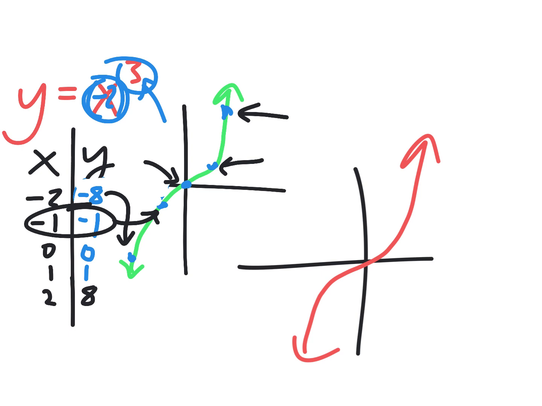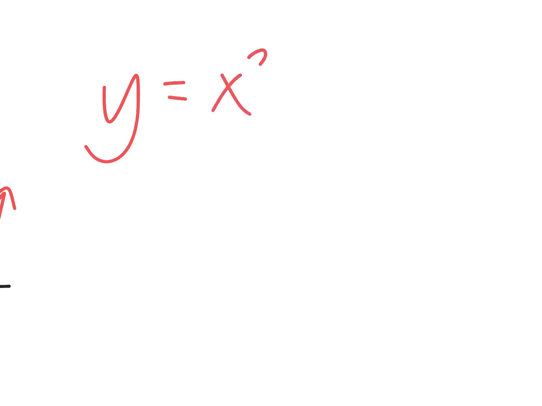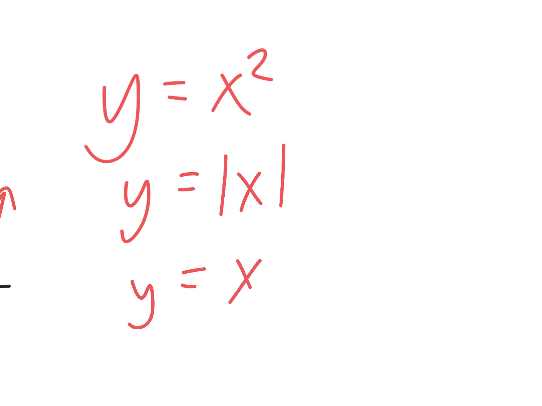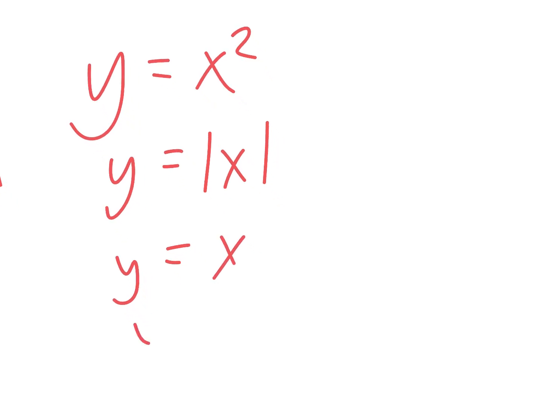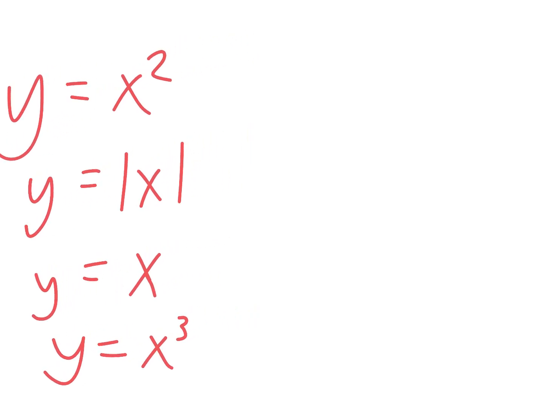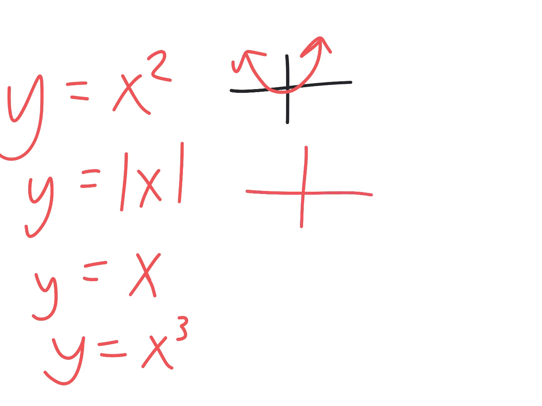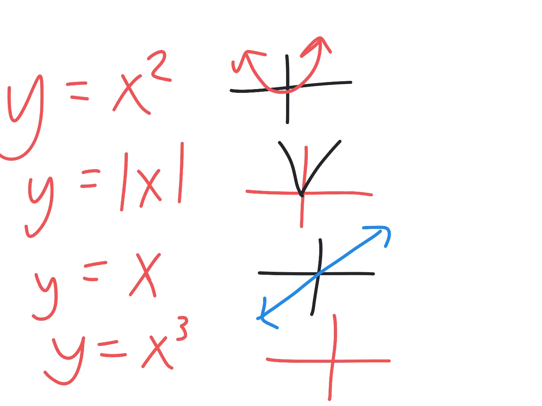All right, so which are the ones I expect you to know? I expect you to know x squared, absolute value of x, just regular x, and the one I just did, x to the third. All of those you should just be able to be like, yeah, I know that one. Here's x squared. I'm going to test you on it again in a minute, so pay attention. That's x squared. This is absolute value of x. This is y equals x. And this is x to the third.